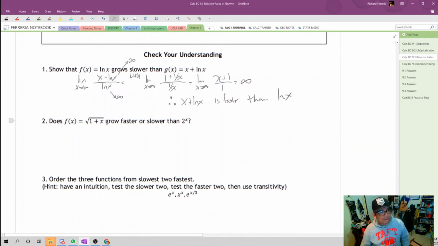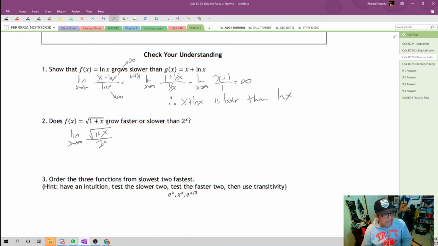Okay, this one over here. Does the square root of x plus 1 grow faster or slower than 2 to the x? Well, this is a square root function, and we can think of those as power functions or algebraic functions, with x to the 1/2 being the lead power. And then this is an exponential function, so I'm thinking the exponential function is going to grow faster.